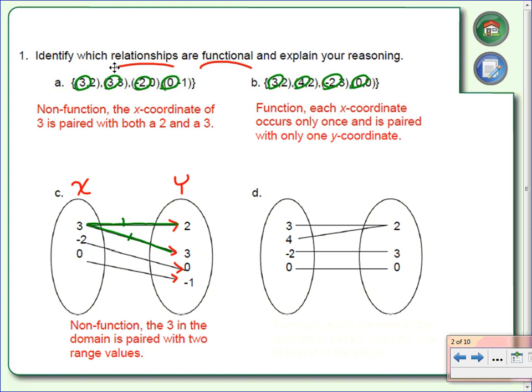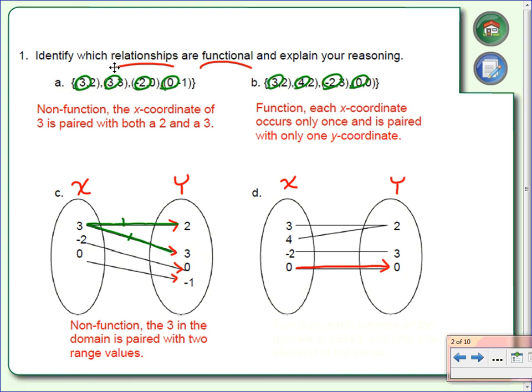D, on the other hand, by the way, remember, first circle is the x, second circle is the y. What we're looking for is to see how many times each of the x values is used. 3 is used once. 4 is used once. Negative 2 is used once. And 0 is only used once, with the other 0 here.